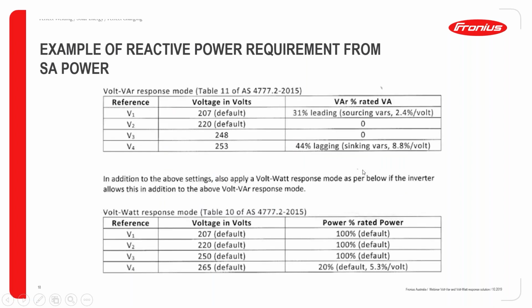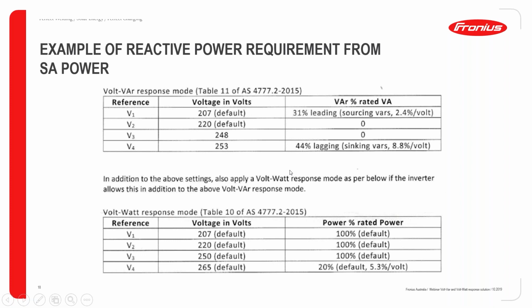Okay, so it's another example of how the Volt-VAR response mode table and the Volt-Watt response mode table look like. This is an example from SA Power. Just wanted to point out the difference between these tables from SA Power and Ergon and Energex. So what you're seeing here, see how in this table for the Volt-VAR response mode, we got the 4 voltage values, but these power factor values are given in percentage.